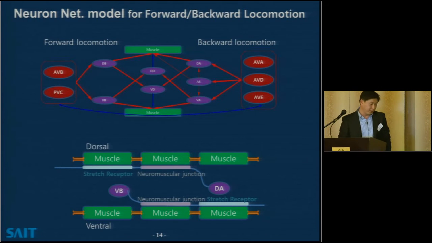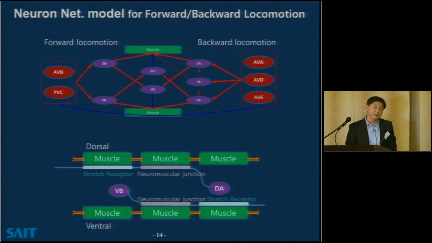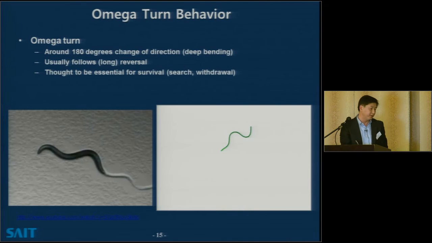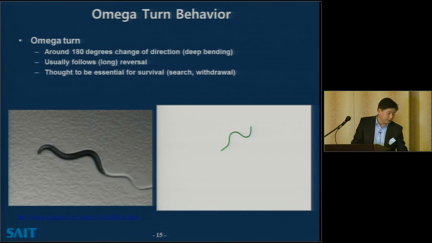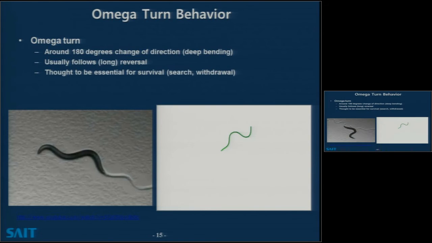Okay, the video is showing the oscillation of the head, and it shows the C. elegans going forward. So we successfully could simulate this behavior of this small animal. And one specific behavior of this animal is its omega turn. It's around a 180 degree change of direction. I don't know why it happens, but it may have some reason. It may be good for survival.